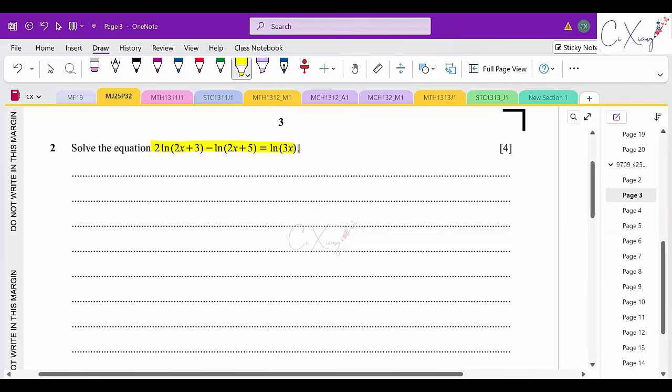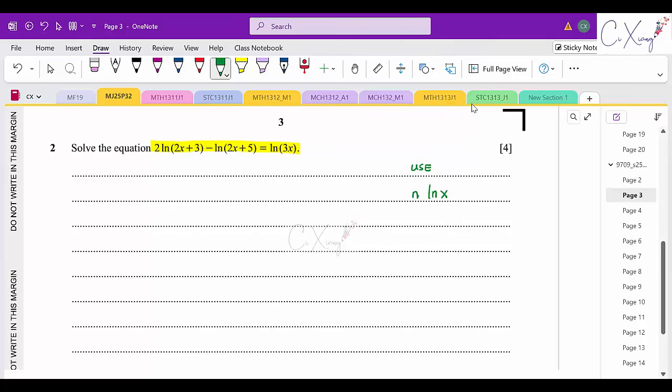And the equation involves the ln. Okay, it means that we have to basically use a few important properties about the ln. If let's say I'm having n ln x, then you should know that we can change it to become ln x power n. Then what else do we have? If let's say I'm having ln a plus ln b, basically you can combine that and become ln a times b. Then if you're having ln a minus ln b, then it will become ln a divided by b.